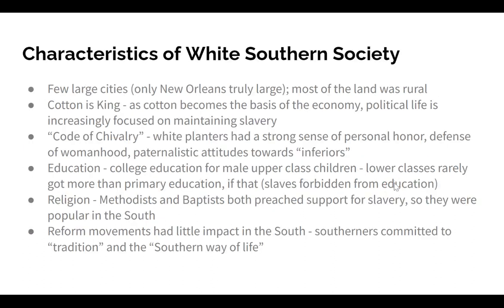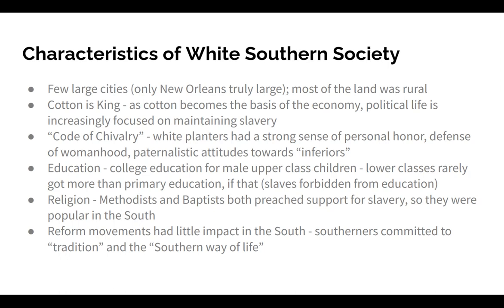So, a little bit about the characteristics of white Southern society in the antebellum period. Keep in mind that it was mostly rural, as you may have gleaned from the last few videos we've done. Only New Orleans was really a truly large city. There were very few large cities, and what existed were all port cities on the coastal areas. Most of the land was rural. Cotton was absolute king, as cotton became the basis of the economy thanks to Eli Whitney's cotton gin and a huge amount of demand for cotton from England and from the North for the manufacturing and textile industry.